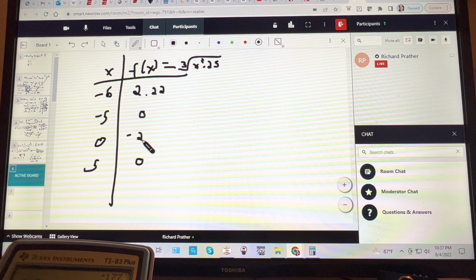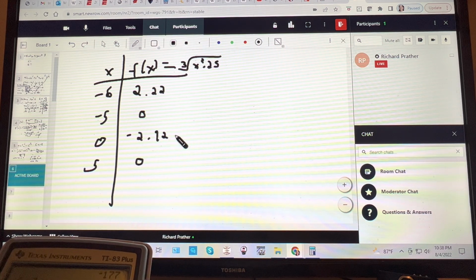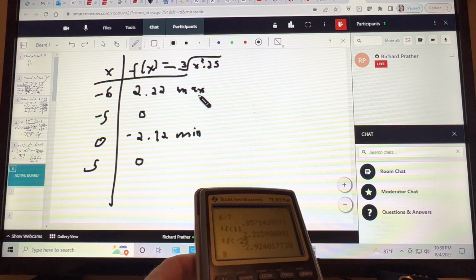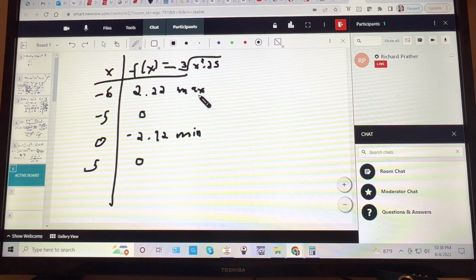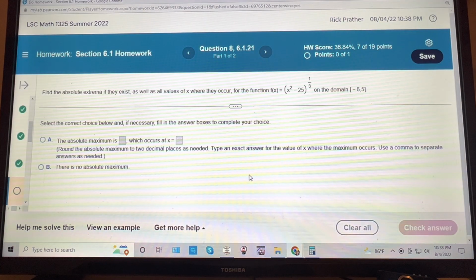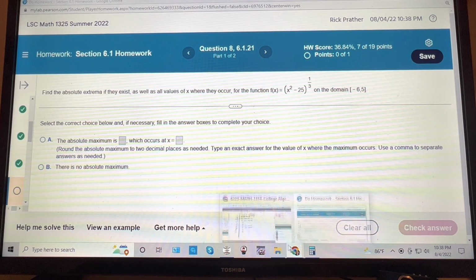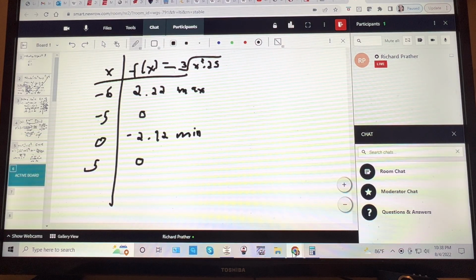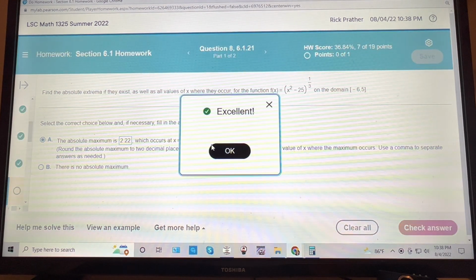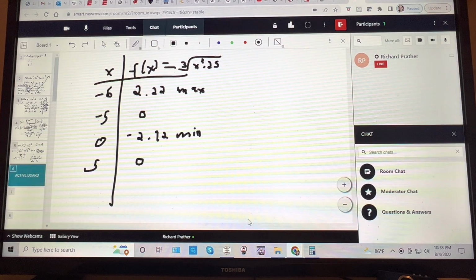So the tie ended up not mattering because this is the absolute minimum and this is the absolute maximum. One of them occurred at an endpoint, another one occurred at a critical number. Not that that matters, but I'm just pointing out that you don't know ahead of time where these are going to happen. So the absolute maximum was 2.22 at x equals -6. The absolute minimum was -2.92 at x equals 0.